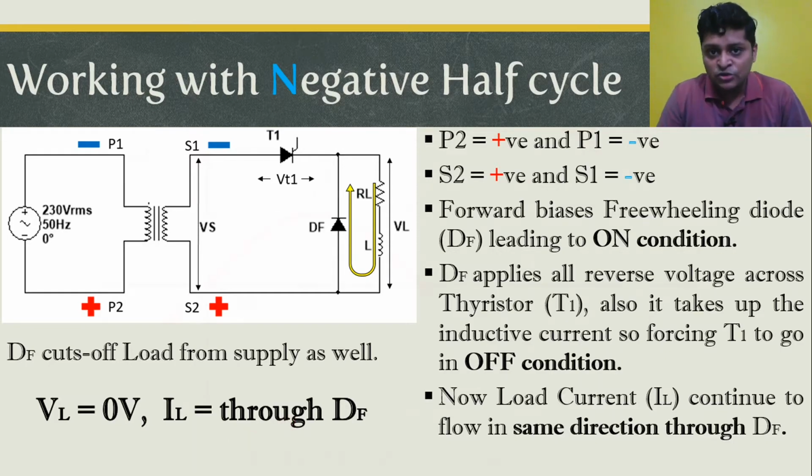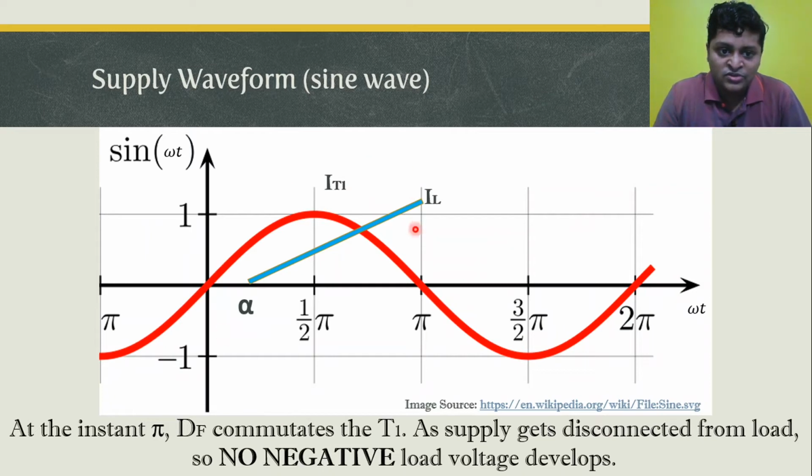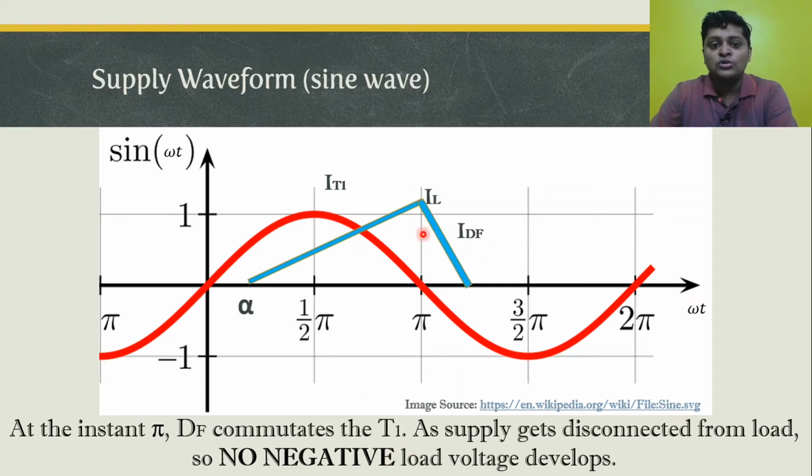We'll try to observe this by using a waveform. Let's look at the waveform. So this is what we have discussed for the positive half cycle. At the instant pi, as soon as the negative half cycle is applied, the freewheeling diode will be in forward bias condition. As the freewheeling diode is in forward bias condition, it applies the reverse voltage across the SCR, forcing it to go in off condition. So at the instant pi, the freewheeling diode commutates the thyristor T1. As T1 goes in off condition, the supply gets disconnected from the load. So as supply and load are disconnected, no negative voltage will get developed across the load, and the current continues to flow through the freewheeling diode.